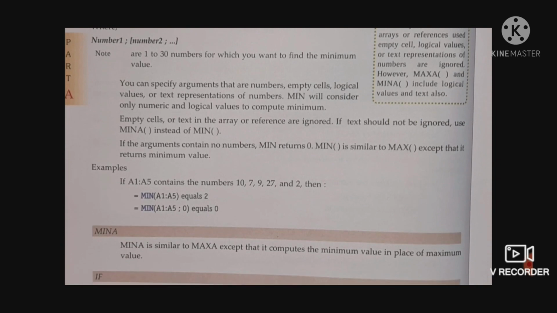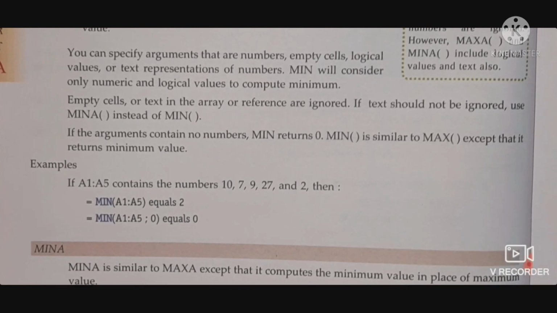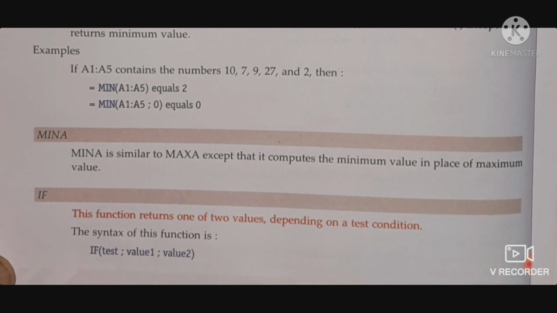In the same way, if we write MIN(A1:A5), it will give the answer 2. But if we write MIN(A1:A5; 0), it will return 0, because 0 is smaller than 2. Now MINA is similar to MAXA, children. It also calculates the text entries.